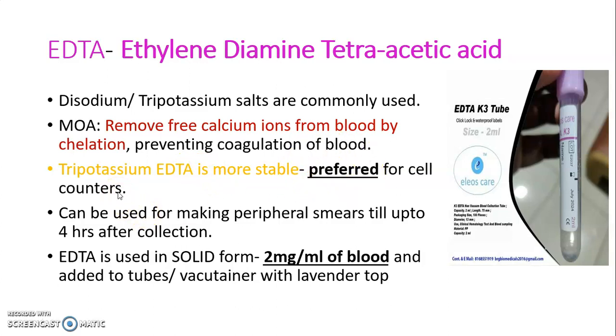The mechanism of action is that EDTA removes free calcium ions from blood by chelation, thus preventing coagulation of blood. It can be used for making peripheral smears up to 4 hours after collection. EDTA is used in solid form, 2 mg per ml of blood, and it is added to tubes or vacutainers with a lavender top.